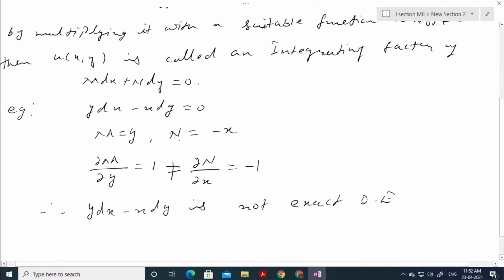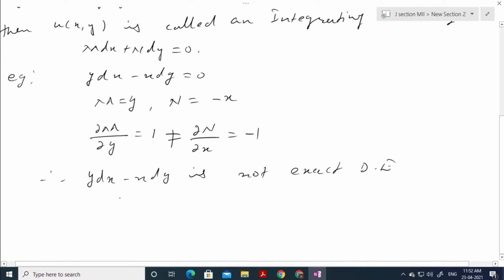Now what you need to do? You need to think of a function which on multiplying with this differential equation will convert it to exact. Which function should I multiply with this one so that this becomes exact? These two conditions must be same: dou M by dou y should be equal to dou N by dou x. So can anyone give me such a function? Okay, I'll give one function.